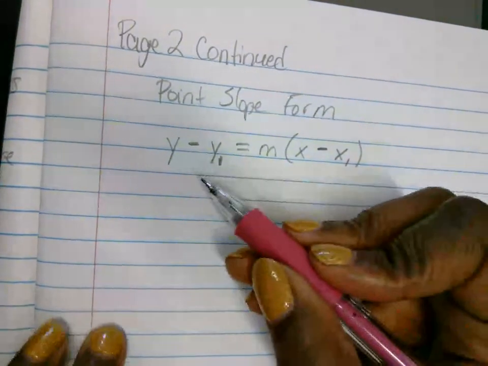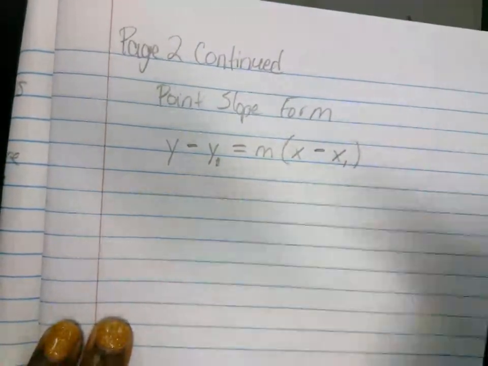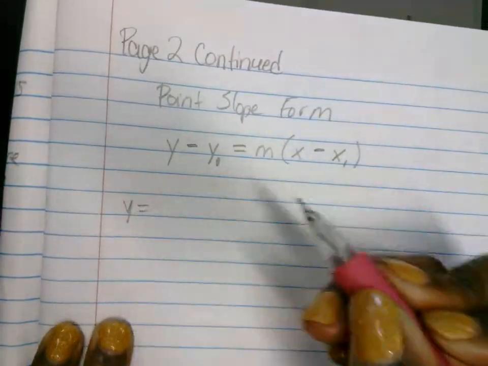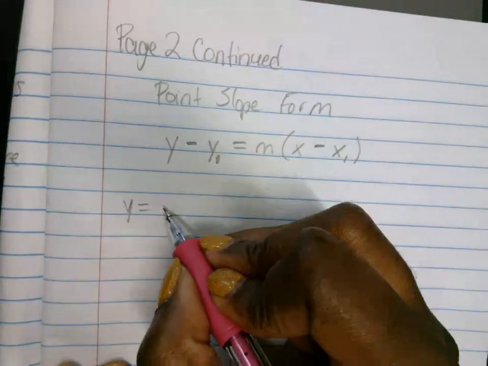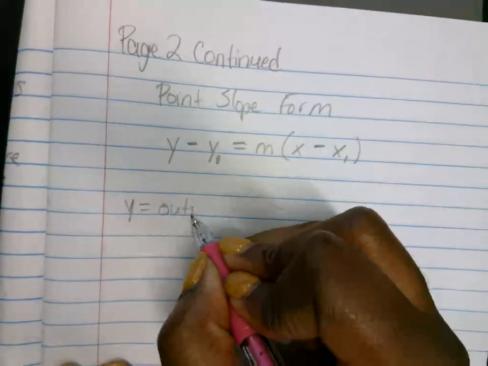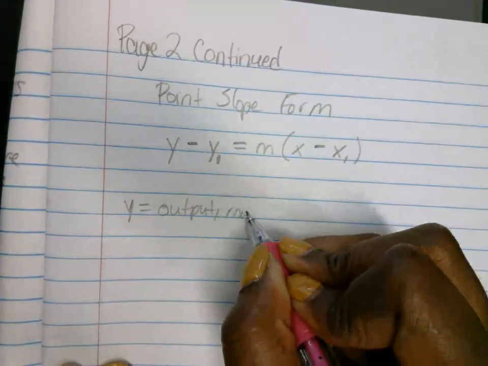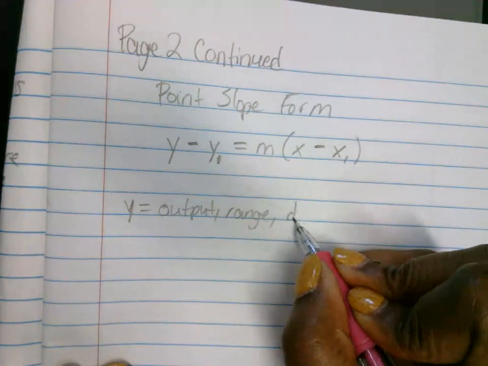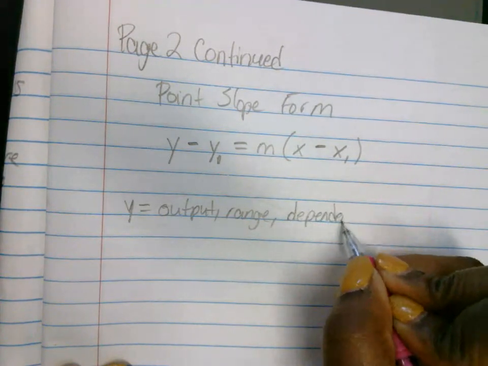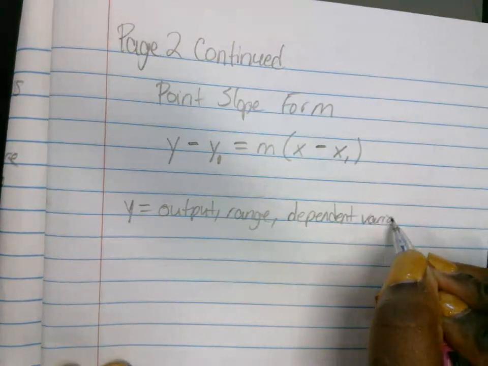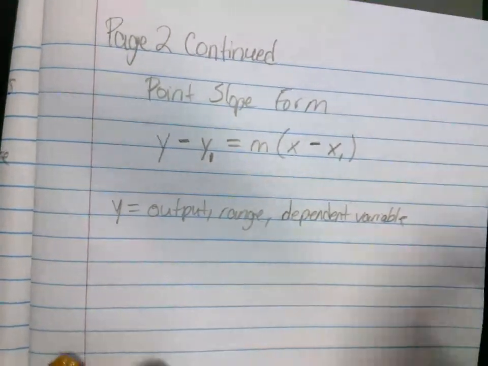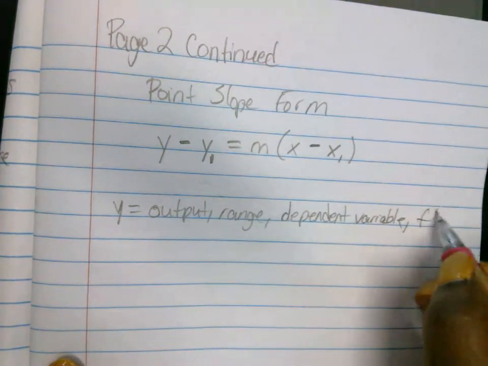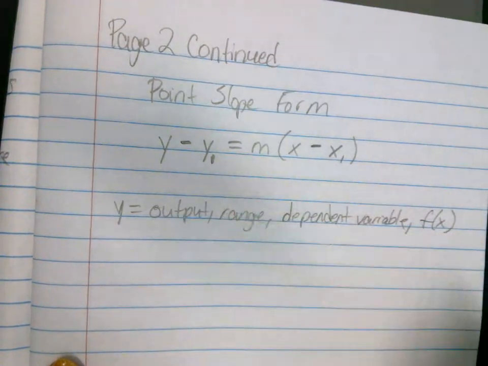So y here in this case is the same as y always is. There's different names for y. So y is always going to be, what did we say it was? It's going to be your output. It's going to be your range. It's going to be your what? Starts with a D. Dependent variable. You've got to study. And what's the last? F of x. That's what that y is.